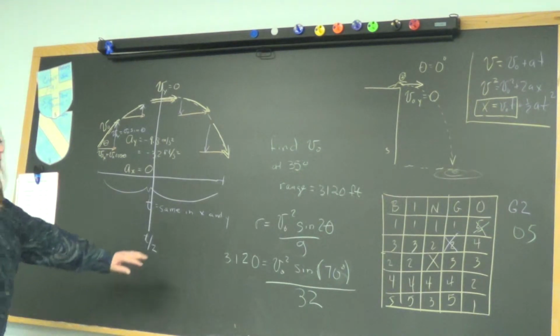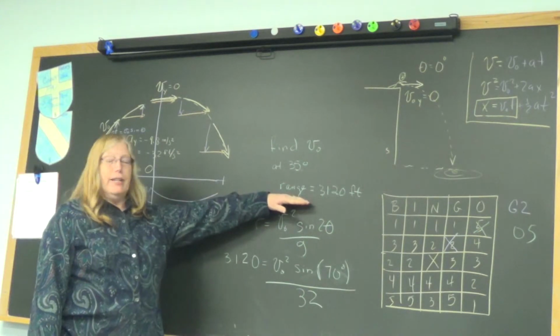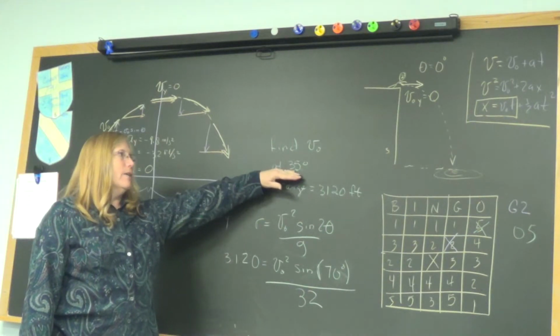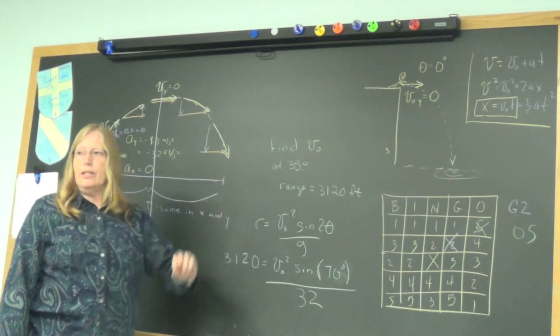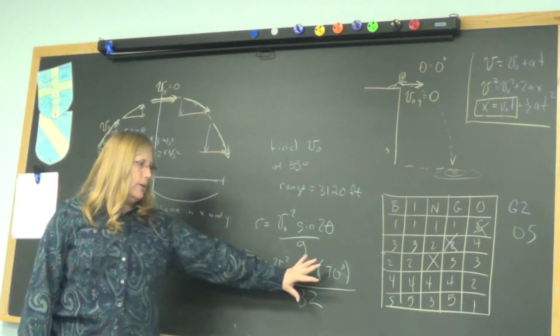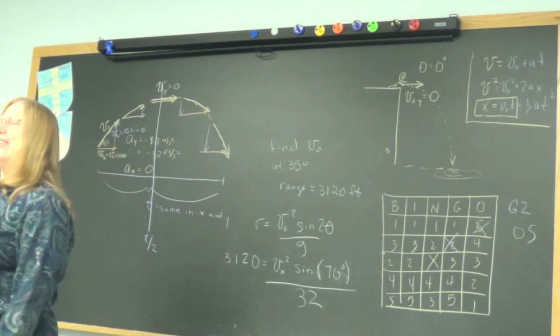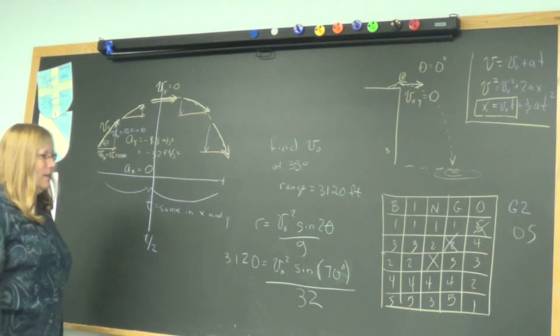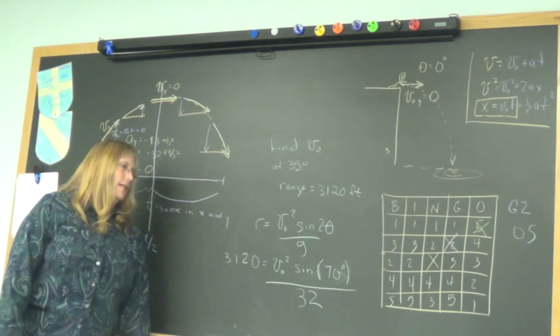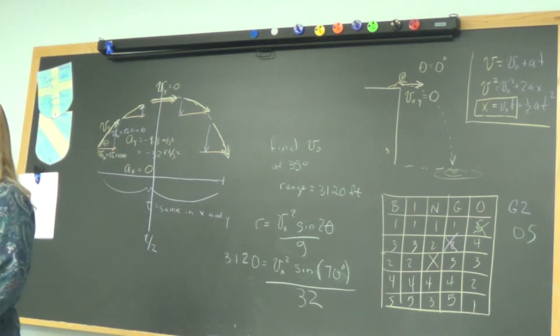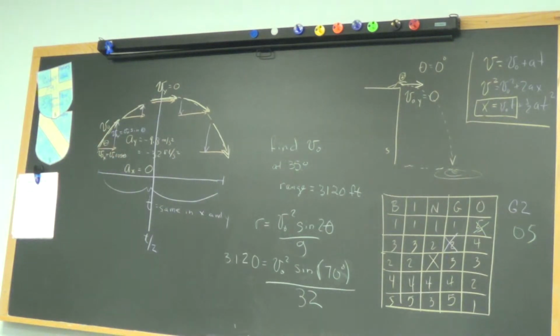Now we're looking at this range question. The range is known and we're putting in the angle and we're looking for the initial velocity. So it becomes a mathematical equation to solve. Go ahead and put in the numbers and solve it for V sub O. The last step will be taking a square root, so don't forget to do that.